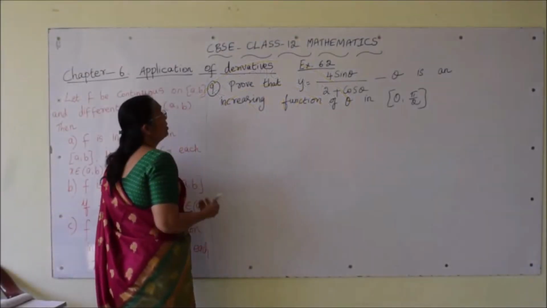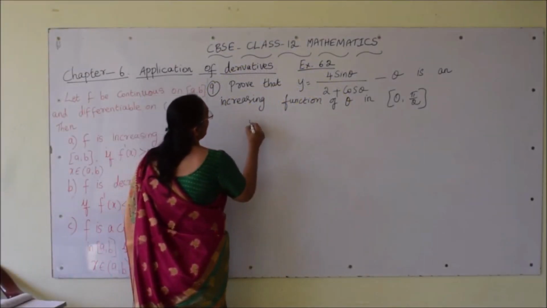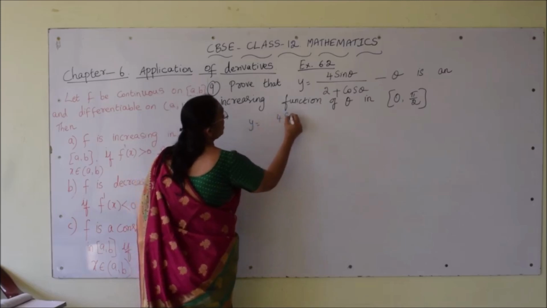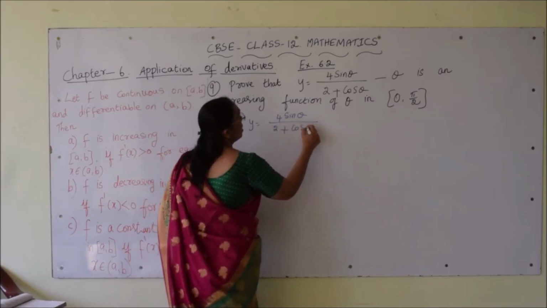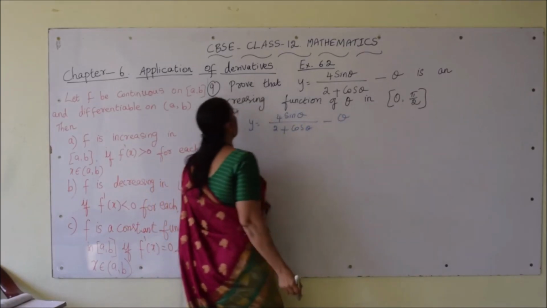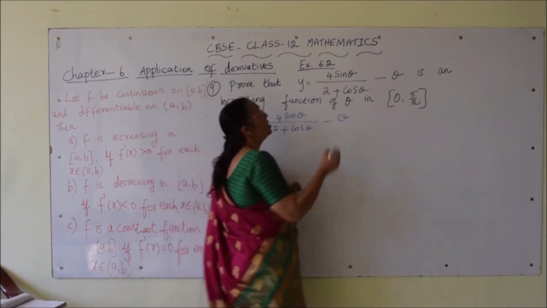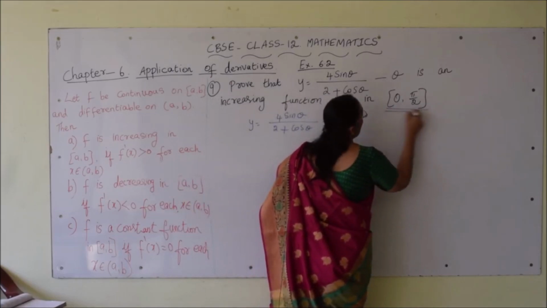Problem number 9, prove that y is equals to 4 sin theta divided by (2 plus cos theta) minus theta is an increasing function of theta in (0, pi by 2).